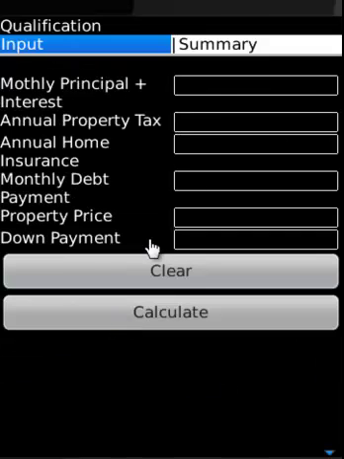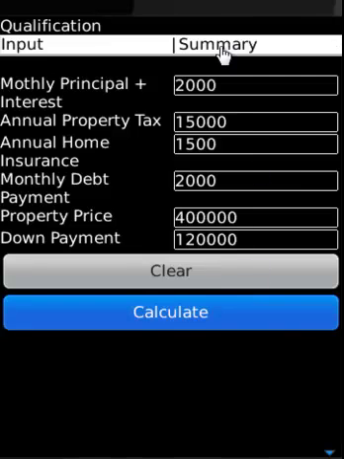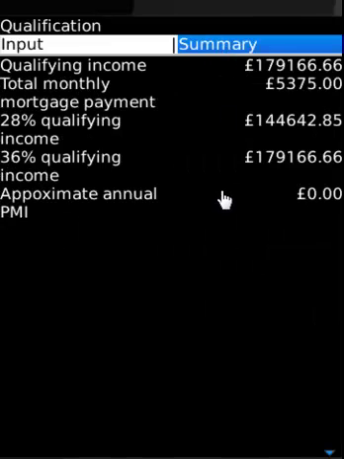And now qualification: monthly principal plus 2,000 bucks, annual property tax is 15,000, insurance is 1,500, monthly debt payment is 200,000, and property price is 400,000, down payment is okay. Now let's calculate. So this is what we get. This is the qualifying income.